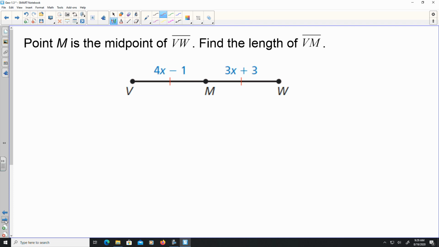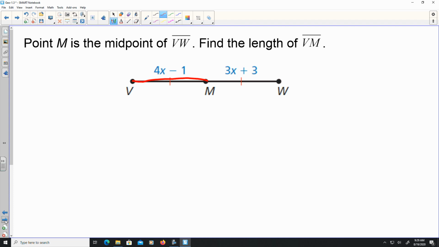In this example, it's telling you that point M is the midpoint of line segment VW. Find the length of VM. VM is here, and they want you to find that length. They have the hash marks there, so they're saying that VM is congruent to MW.